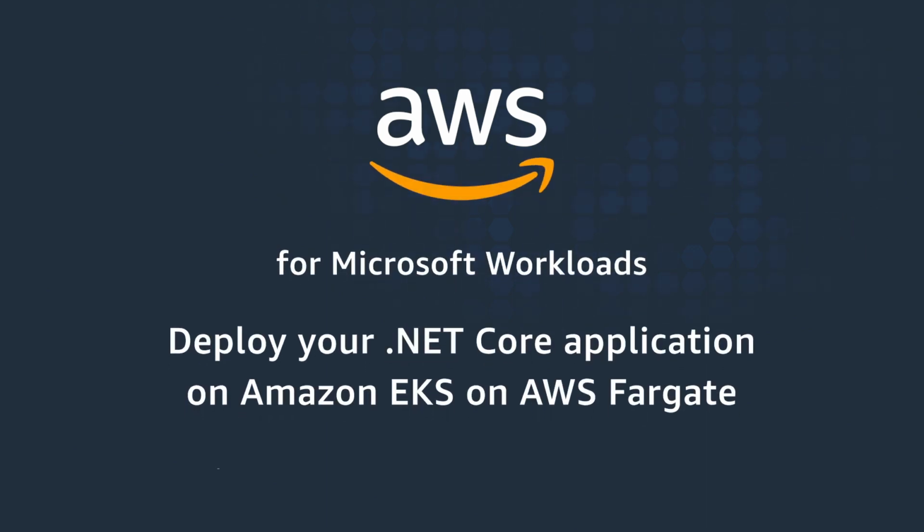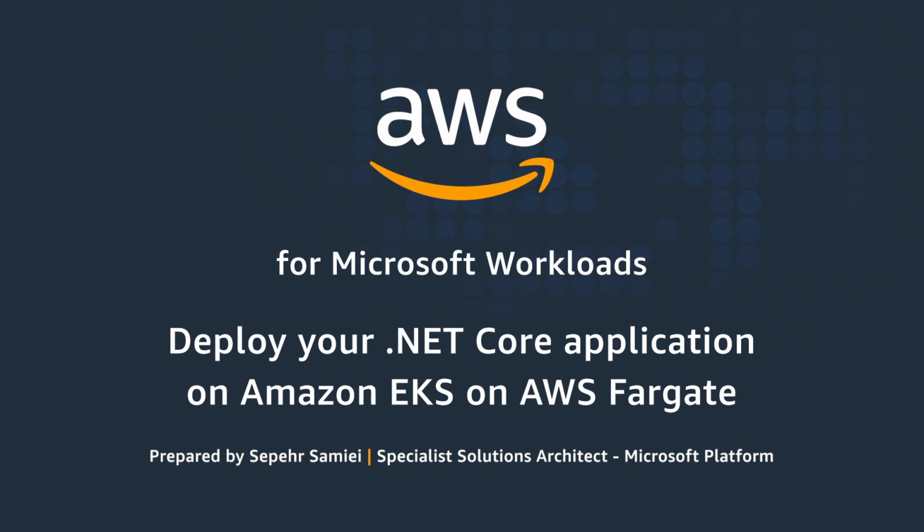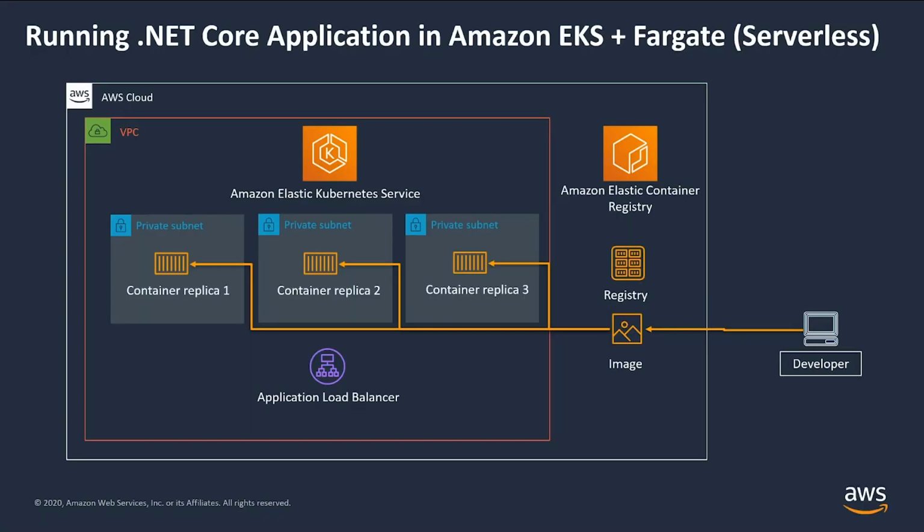Hello everyone, in this video I'll show you how to deploy .NET Core applications into Amazon Elastic Kubernetes Service using AWS Fargate. This approach allows you to run your application in serverless containers, orchestrated by Amazon EKS. What you see here is the high-level architecture of what we want to do.